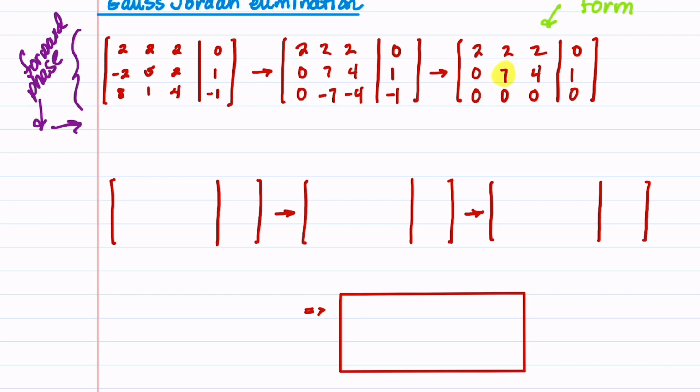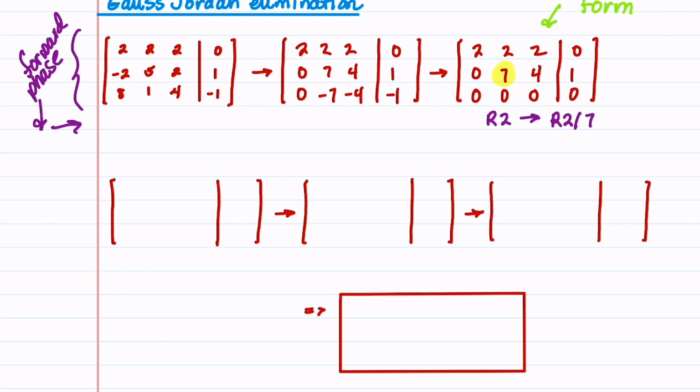So the two requirements for reduced echelon form that are in addition to echelon form is that our leading entries need to be 1, and we need to have a 0 above our leading entries. So let's begin by making that leading entry of 7 equal to 1. The way that we'll do that is we're going to take row 2 and we're going to replace it with row 2 divided by 7. So let's go ahead and write that down.